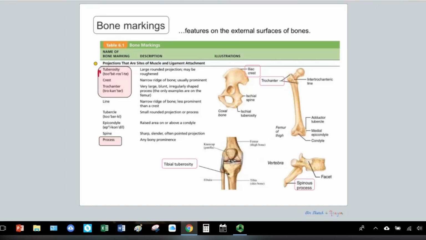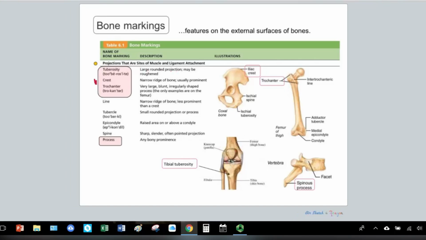First of all, we have a tuberosity. This is a large rounded projection, maybe roughened. And a good example of this is down here on the tibia. This is called the tibial tuberosity. And again, this is a site where ligaments are going to attach. Okay, your quadriceps up here, the tendons are going to attach to the tibial tuberosity, and ligaments are going to attach there as well.